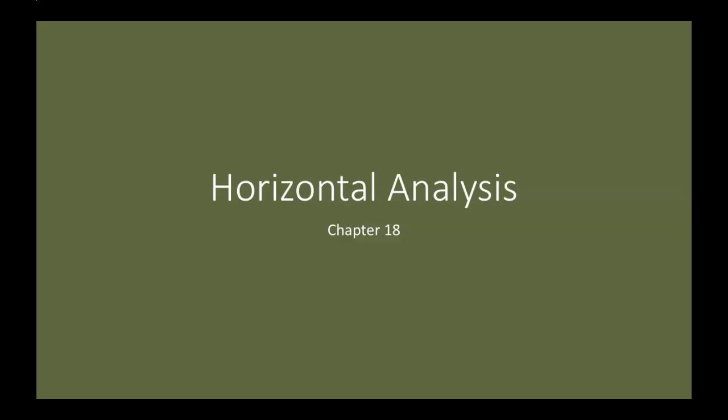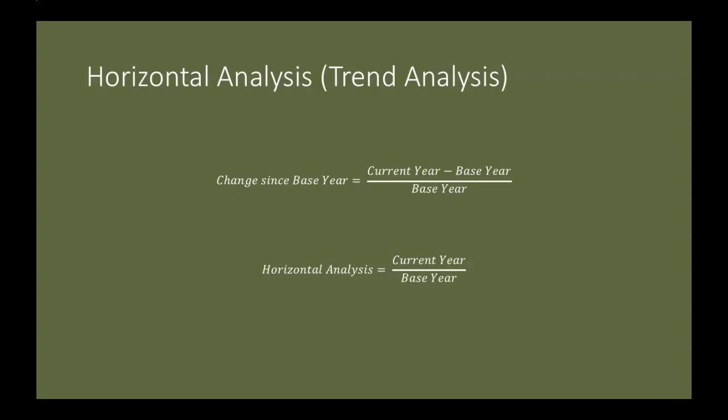Let's work on an example with horizontal analysis. Now, there's a couple different formulas that you might need to know for this chapter and for horizontal analysis. Sometimes you're looking for the percent change, right? So to find that change, we take our current year information, subtract out our base year, which will be given to you, and that all divided by the base year amount.